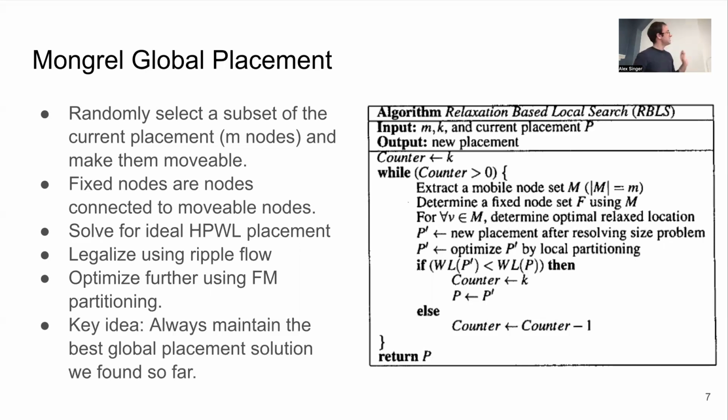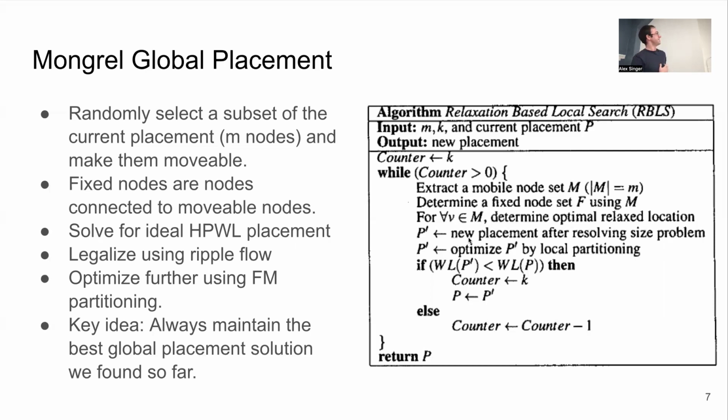The key idea, and I'm going to keep talking about this, is that we always maintain the best global placement solution found so far. That's what this is saying. If the wire length improves, we reset our counter and take that as our current placement. But if it did not improve, we're not going to accept that placement P prime, and we're just going to decrement this counter. So basically, we keep grabbing a subset, optimizing, grabbing a subset, optimizing until we have converged, until it doesn't improve after k iterations.